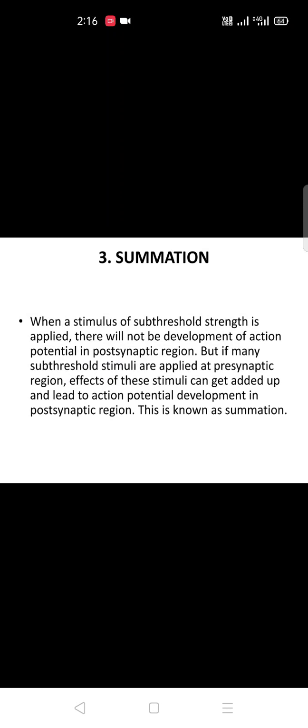Then the third property, summation. Summation means, normally in maths, we call it addition, isn't it? We clump everything up and go for an addition. So when a stimulus of subthreshold strength is applied, that is, if the stimulus is very weak, the action potential will not be developed. But if many subthreshold stimuli are applied at the presynaptic region, the effects of these stimuli can get added up.